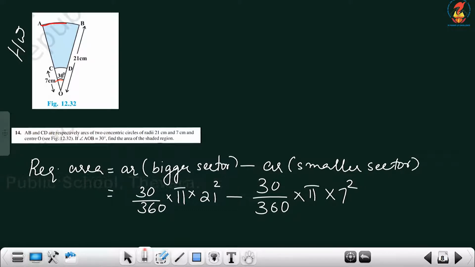Area of the shaded region is equal to area of the bigger sector minus area of the smaller sector, which is equal to theta by 360 into pi r1 square minus theta by 360 into pi r2 square. First, we have to take 21 as r1. So, theta is 30 by 360 into pi into 21 square minus 30 by 360 into pi into 7 square, which you can do as homework.